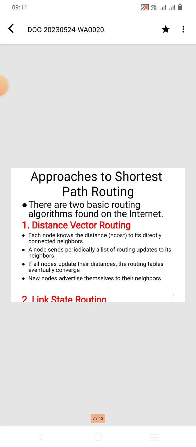There are many algorithms. There are two basic routing algorithms to find the shortest path: the distance vector routing algorithm and the link state routing algorithm. In the distance vector routing algorithm, each node knows the distance to its directly connected neighbors. A node periodically sends a list of routing updates to its neighbors, and if all the nodes update the distance, the routing tables eventually converge. New nodes advertise themselves to the neighbor nodes. That is the distance vector routing algorithm.